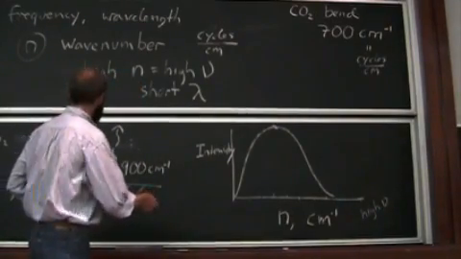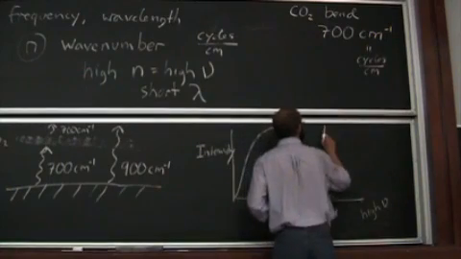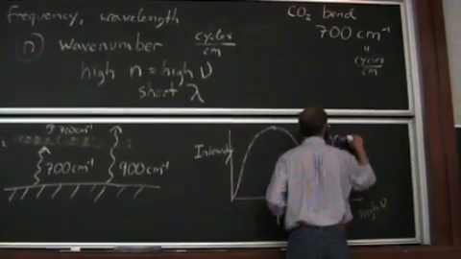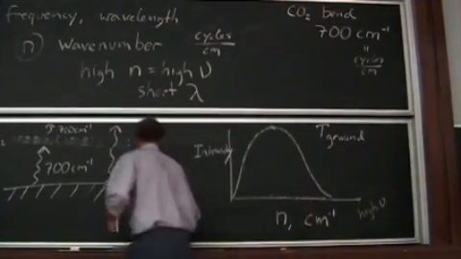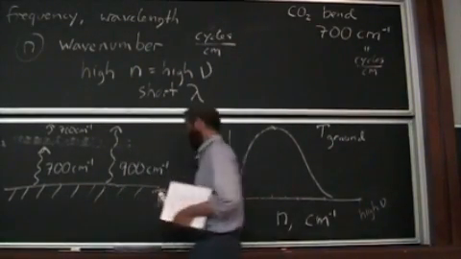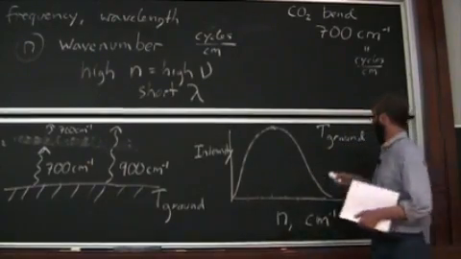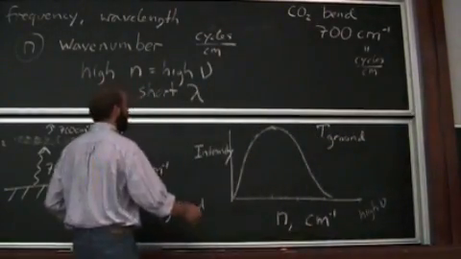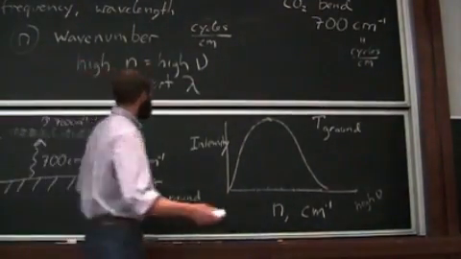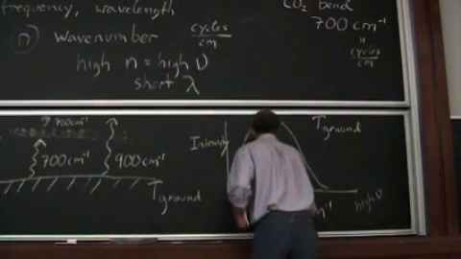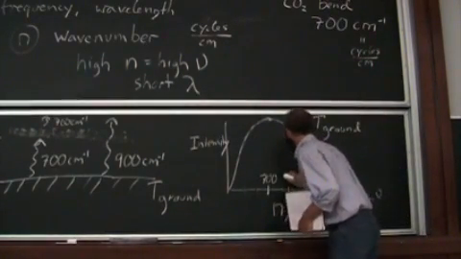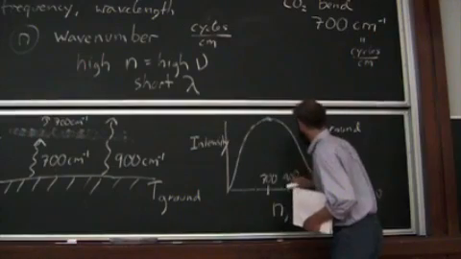So let's say that this black body is what you get at the temperature of the ground. And we're going to put on this black body labels for our two different kinds of light, so we can keep track of what's going where. And so 700 is about here, kind of at the peak, and then 900 is a little bit off the peak, like that.